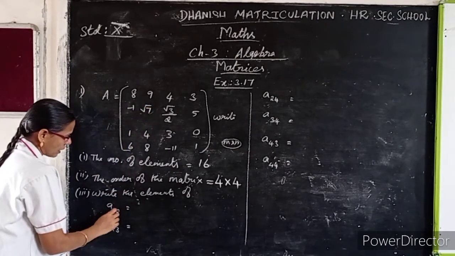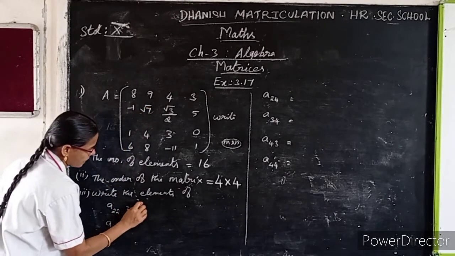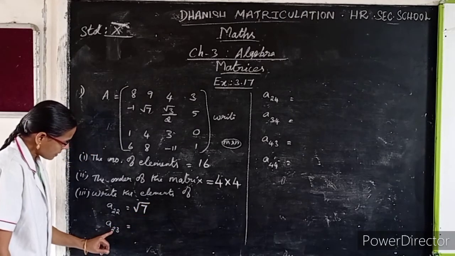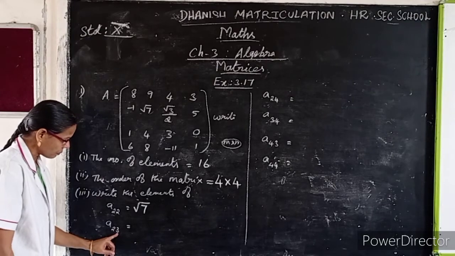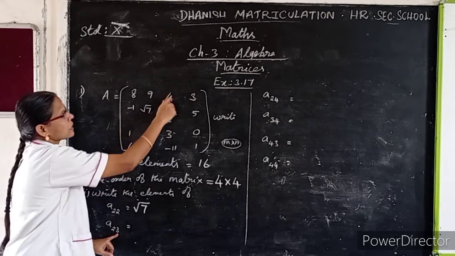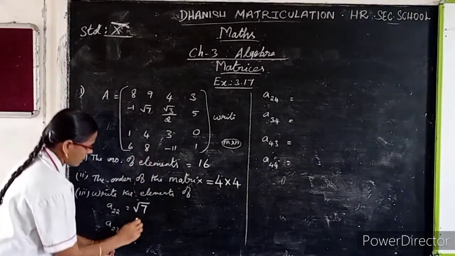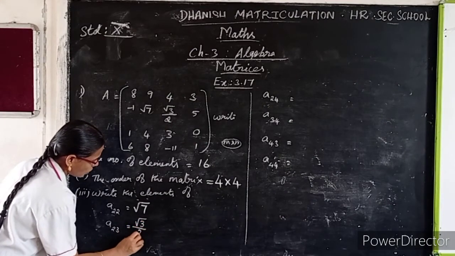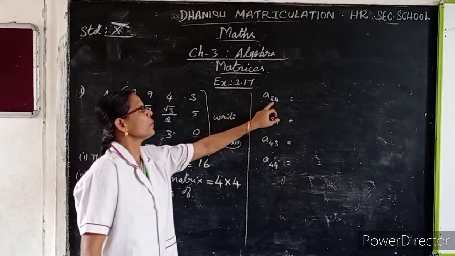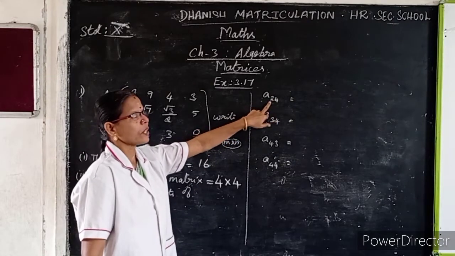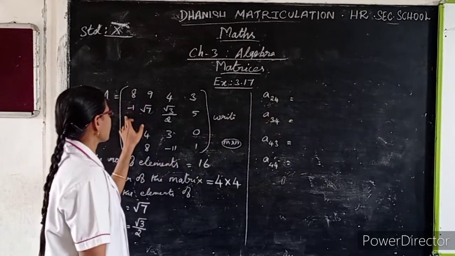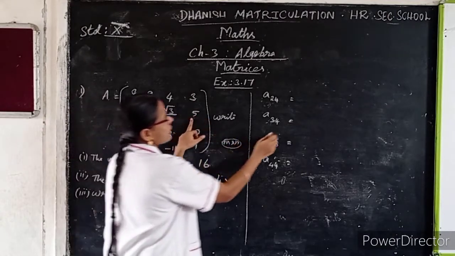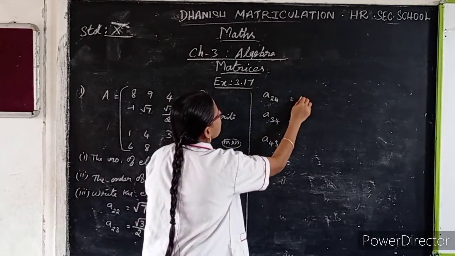So the element of A22 is root 7. Here A23 means second row, third column. So this one is the A23 element, root 3 by 2. Next A24. 24 means second row, fourth column. This is second row, fourth column. So this is the element of A24.